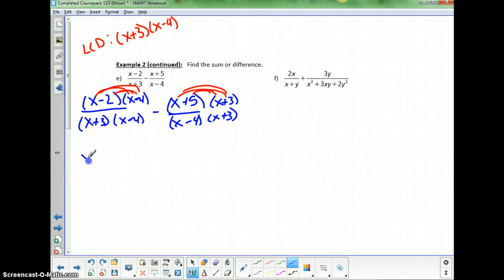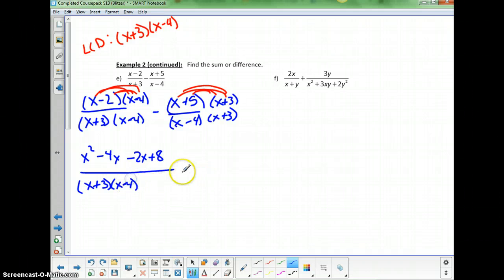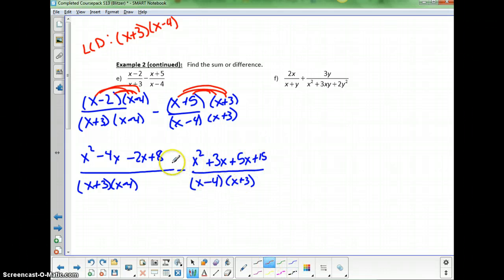So the top of the first one becomes x squared minus 4x minus 2x plus 8 over x plus 3, x minus 4. And the next one becomes x squared plus 3x plus 5x plus 15 over x minus 4, x plus 3. Okay, now we need to be extra careful when I'm subtracting that this subtraction sign gets applied to every single term in the second polynomial.